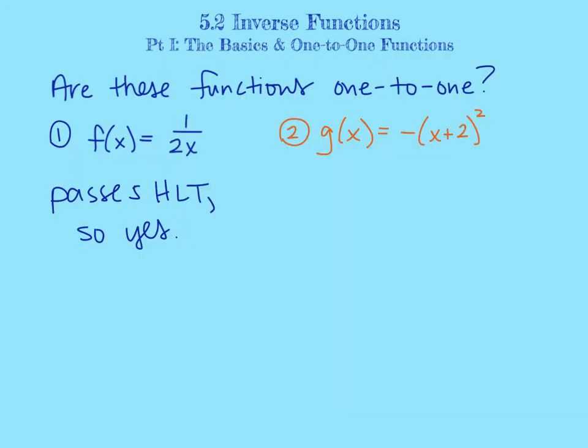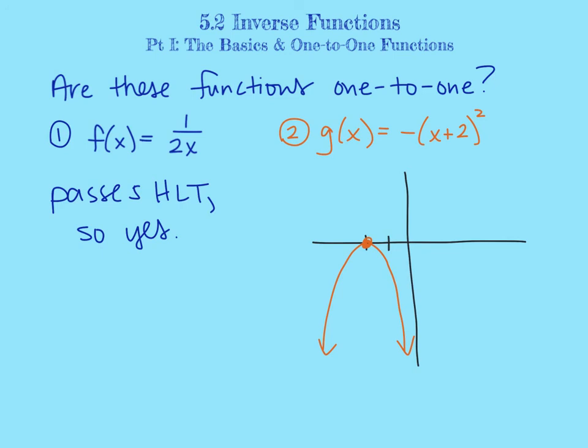In number 2, we know the general shape of a quadratic. And since it's negative, it's going to be opening down. The x plus 2 inside the parentheses means that the vertex is over 2 units from the origin. So to sketch it, it looks like this. That's not an exact sketch. It's not perfect by any means.